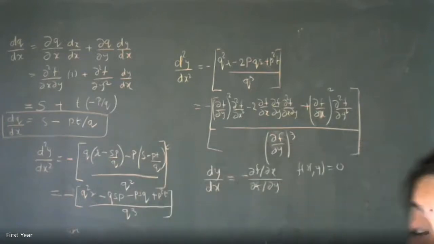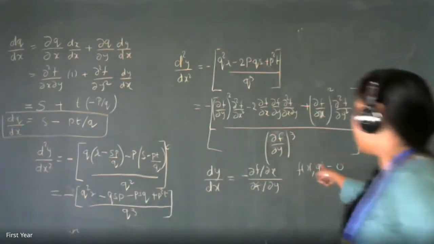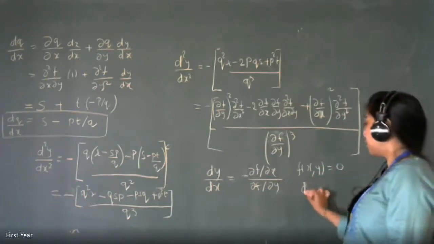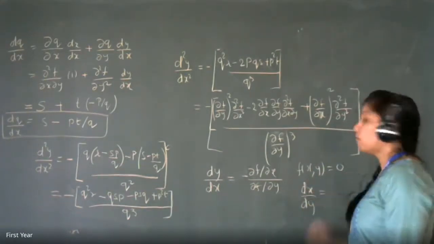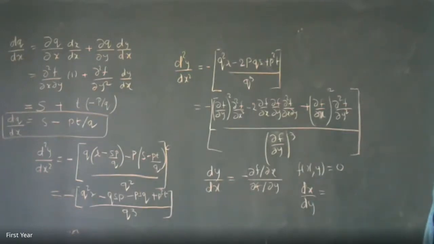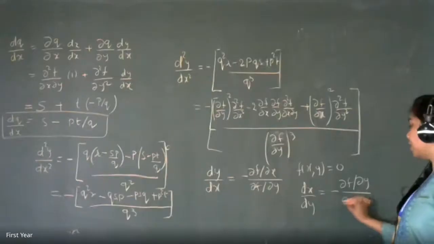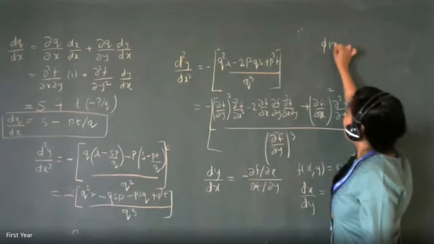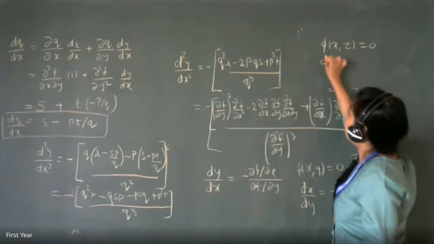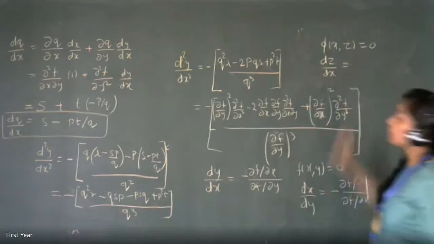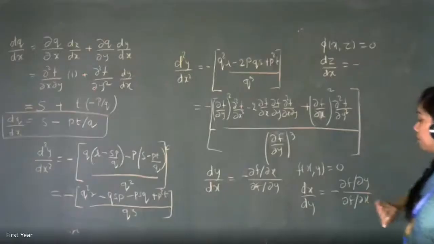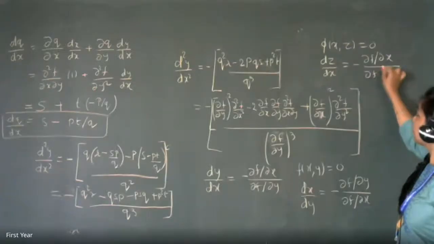Correct. So suppose you have understood this and your function is f of x comma y is equal to 0, what is dy by dx? Because they may ask you any formula. Minus del f by del x upon del f by del y. Very good. Suppose your function is phi of x comma z is equal to 0. What will be dz by dx? Minus del phi by del x upon del phi by del z.